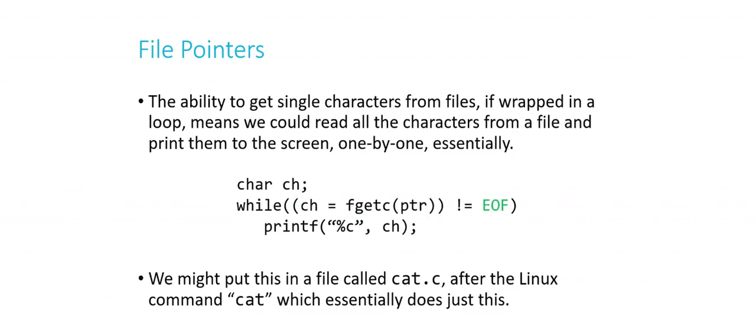EOF is a special value that's defined in stdio.h, which is the end of file character. So basically what's going to happen is this loop will read a character, compare it to EOF, the end of file character. If they don't match, so we haven't reached the end of the file, we'll print that character out. Then we'll go back to the beginning of the loop again.